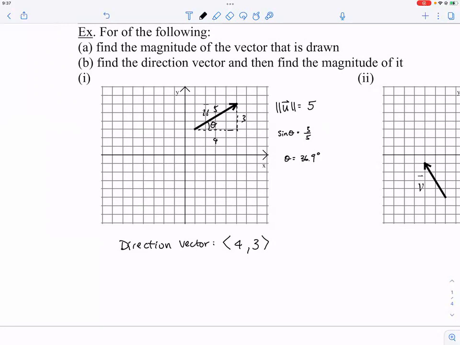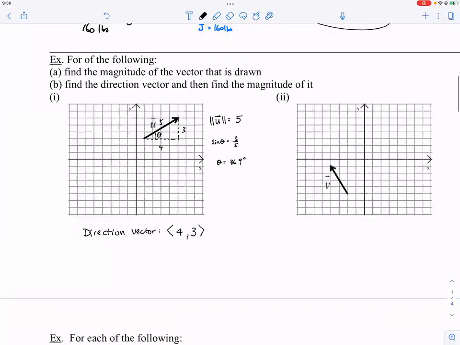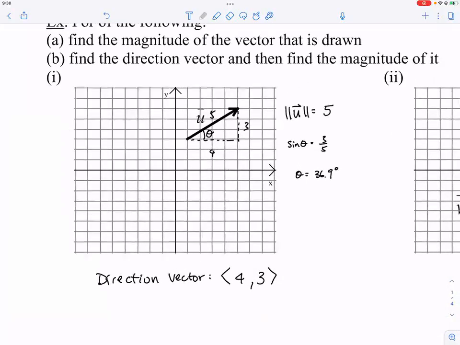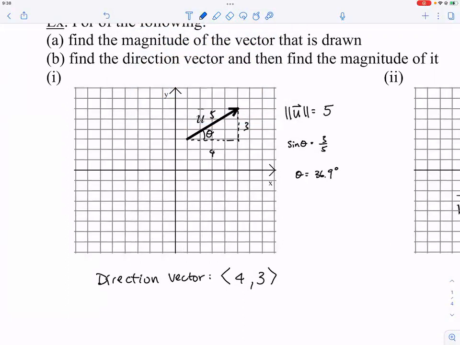Okay. So yeah, that's how we draw it. And when we do the direction vector, I want you to draw the direction vector too. We tend to draw the direction vector from the origin. So you would basically replicate this vector, but you start from the origin. So that's your direction vector right there.